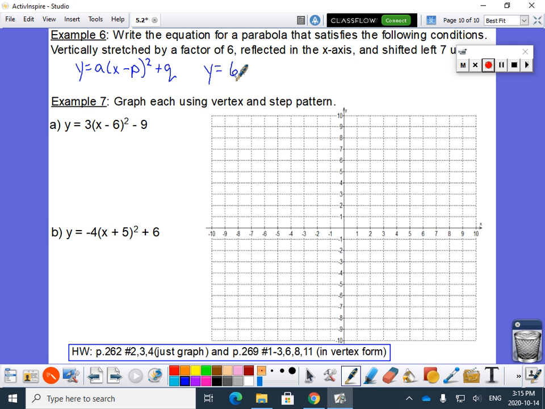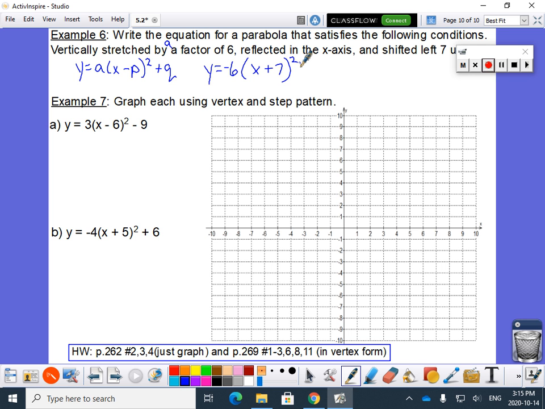And then it says reflected in the x-axis. I'm just going to put A here. So if you go back to the summary page, if a parabola is reflected in the x-axis, then that tells us that the A value is negative. Okay, and then it says shifted left 7 units. Okay, so that means that if it's shifted left 7 units, then we should have a plus sign in the brackets. And squared. And it doesn't say anything about a vertical shift, so we actually don't have a Q. It's really just 0.